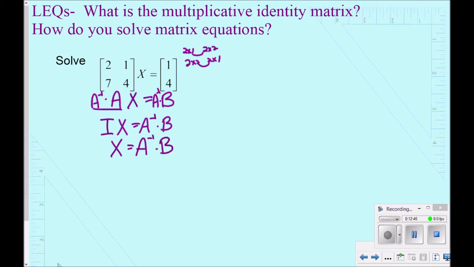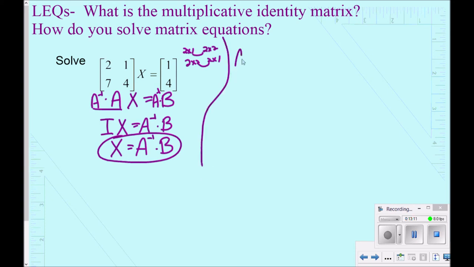Okay. So this is the process that we're going to follow now so that we can solve our matrix equation for x. We're going to find the inverse of this first matrix, and we're going to multiply it by the second matrix B. And that will give us x, which is going to be a matrix. So let's go about doing that.